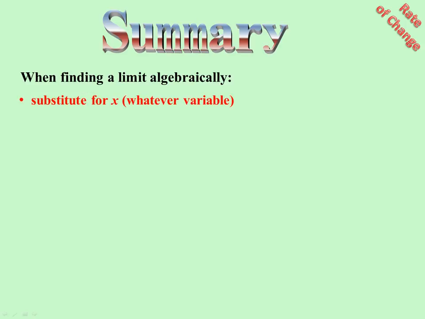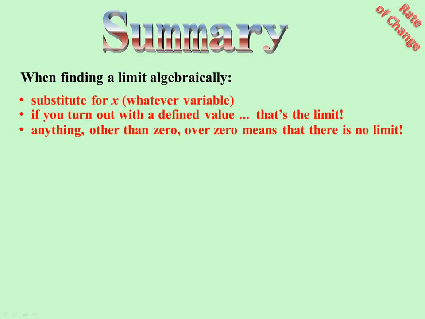A summary of what we've done so far in pre-calculus, basic calculus 1 and basic calculus 2, which is a form of pre-calculus. We found limits. To find a limit algebraically, first, just substitute for x, hoping you get an answer. If you turn out with a defined value, that's the limit. Remember, division by 0 is not defined. Anything other than 0 over 0 means there is no limit. That's not defined. 0 over 0 is also not defined.